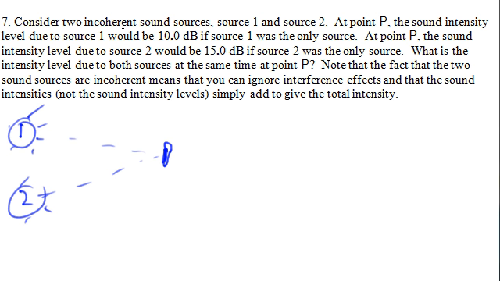Now, if they were coherent, we would get interference effects. For instance, if there were two single frequencies, you would hear beats here. The intensity would be greater than the sum of the two intensities sometimes, and less than the sum of the two intensities other times. But we have two incoherent sources, and we're told that that means that you simply add the two intensity levels to get the total intensity, which is what that means, that they're incoherent.